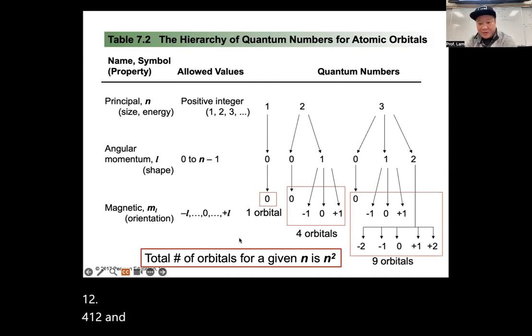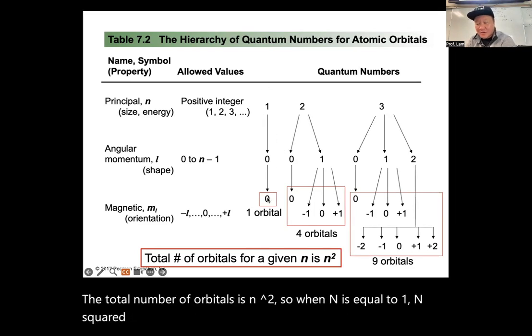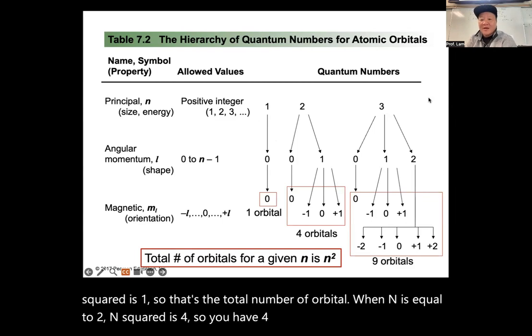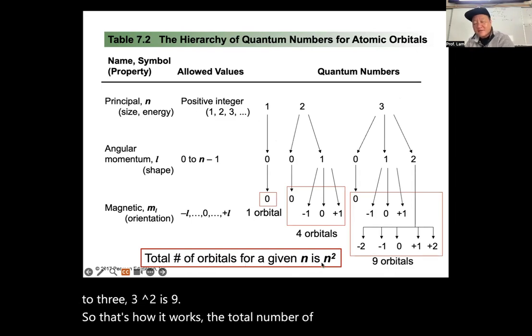Okay. What else you notice is the total number of orbitals is n squared. So when n is equal to 1, n squared is 1. So that's the total number of orbitals. When n is equal to 2, n squared is 4. So you have 4 total orbitals. When n is equal to 3, 3 squared is 9. Okay. So that's how it works. The total number of orbitals for a given n is n squared.